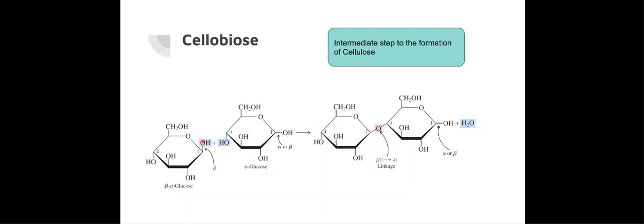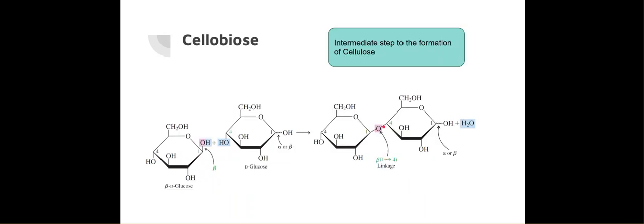And then this one is now linking from a vertical position above the ring to this carbon here. And this is called a beta linkage. It often gets drawn like this rather than a V shape to try to represent that.